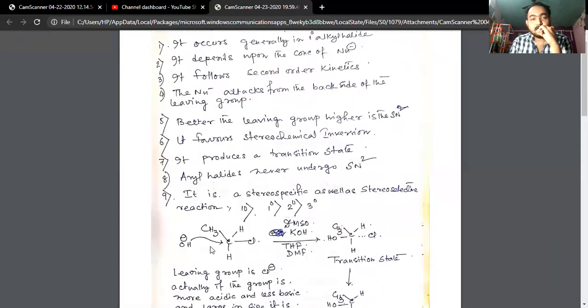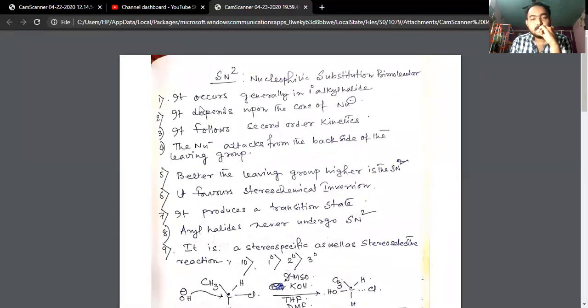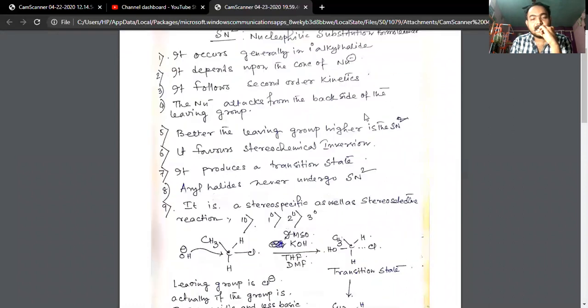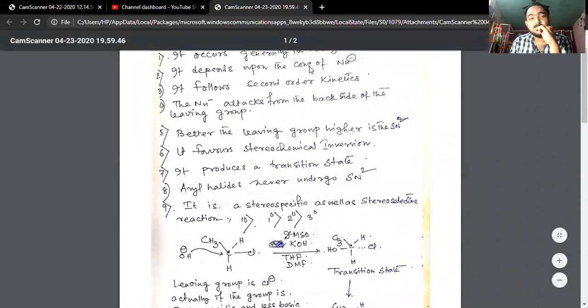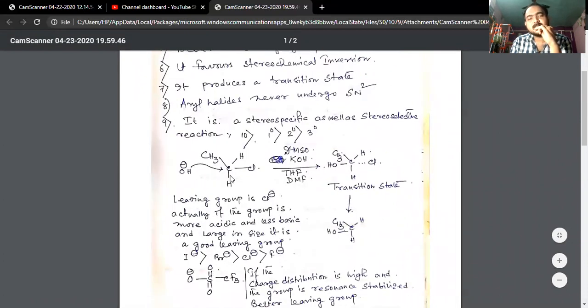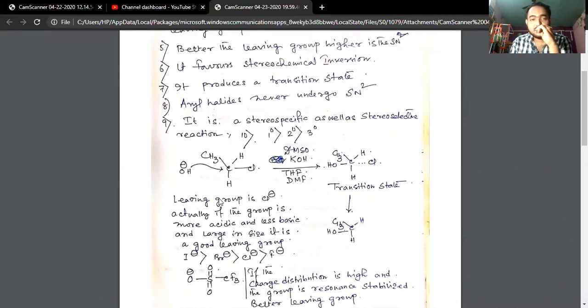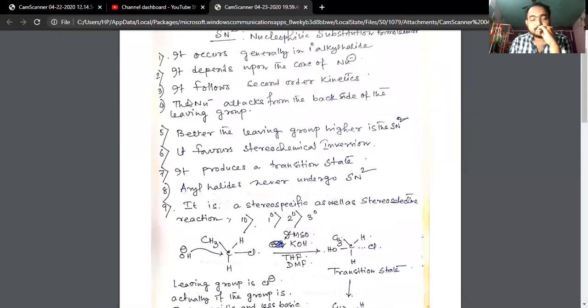Now you see here, the first 3 points have been understood. It occurs generally in primary alkyl halides, because if the number of alkyl groups increases, the steric hindrance also increases, and the OH will find it difficult to get attached to the carbon atom. That's why, due to the steric hindrance, in case of primary alkyl halides, the reaction occurs fast. In case of secondary, the reaction rate is slow. In case of tertiary, it is also very, very slow. Now see here, it follows second order kinetics.